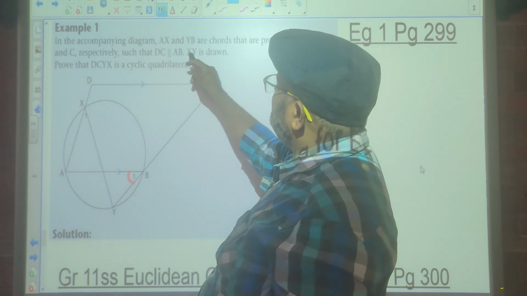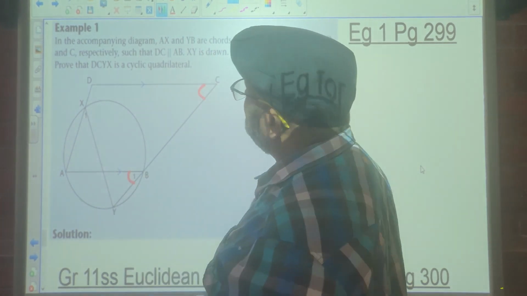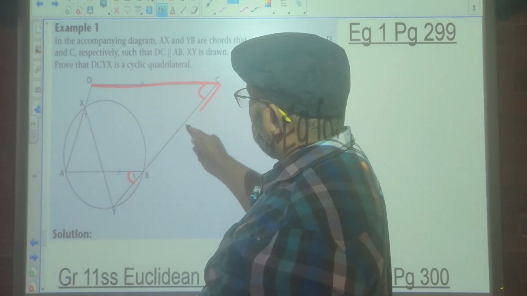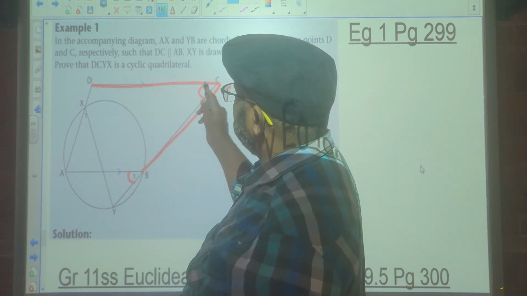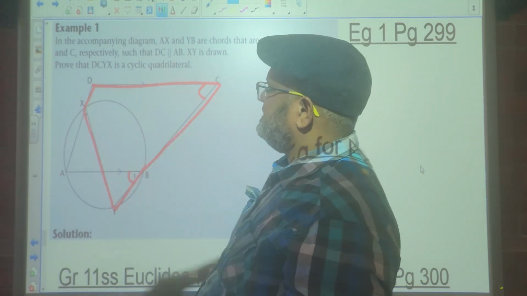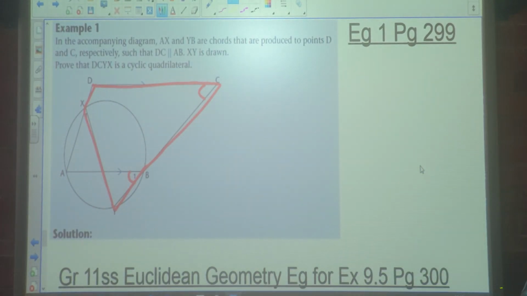Such that, okay, then we are told that XY is drawn. XY is drawn. Prove that D, C, X, sorry, D, C, Y, X, it's a cyclic quad. Okay, and this is an often asked type question. Okay, to prove something is a cyclic quadrilateral.